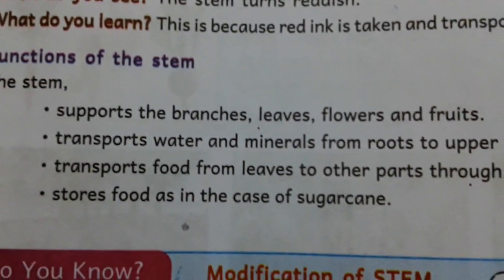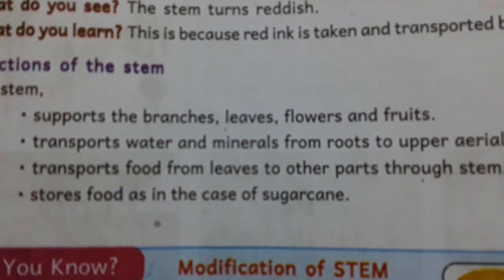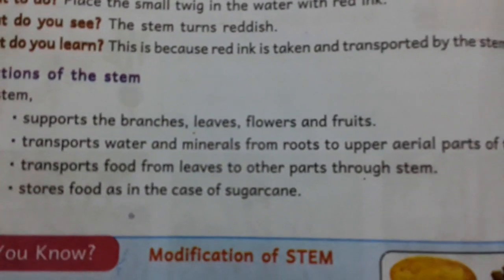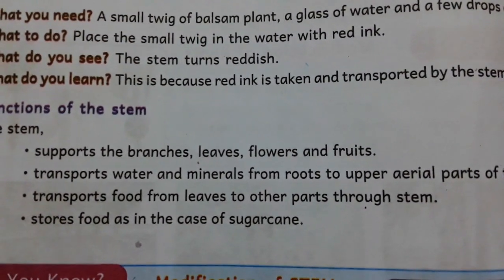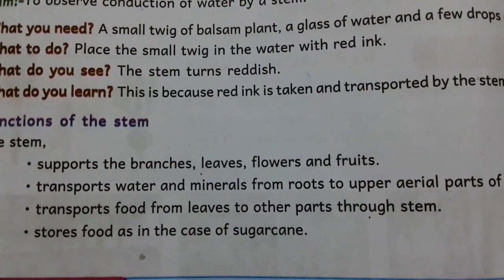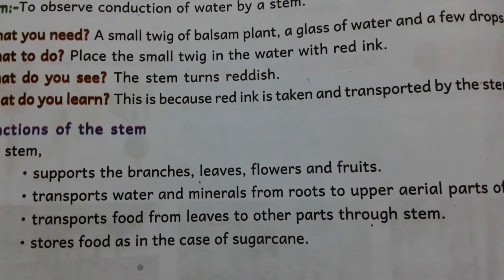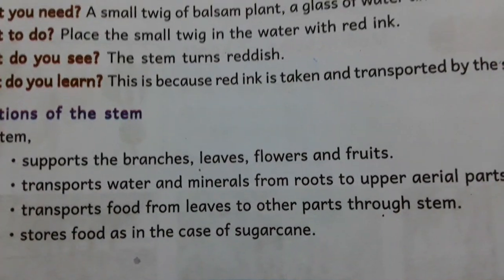And coming to the functions of the stem. It supports the branches, leaves, flowers and fruits, transports water and minerals from roots to the upper aerial parts of the plant, transports food from leaves to other parts through the stem, and stores food as in the case of sugarcane.